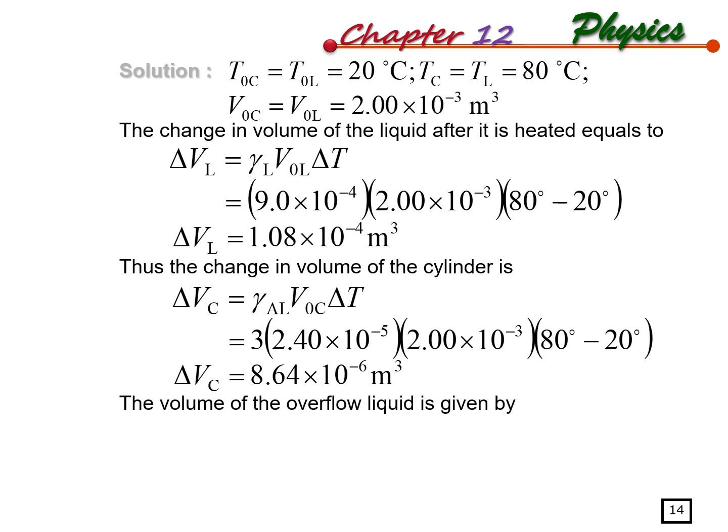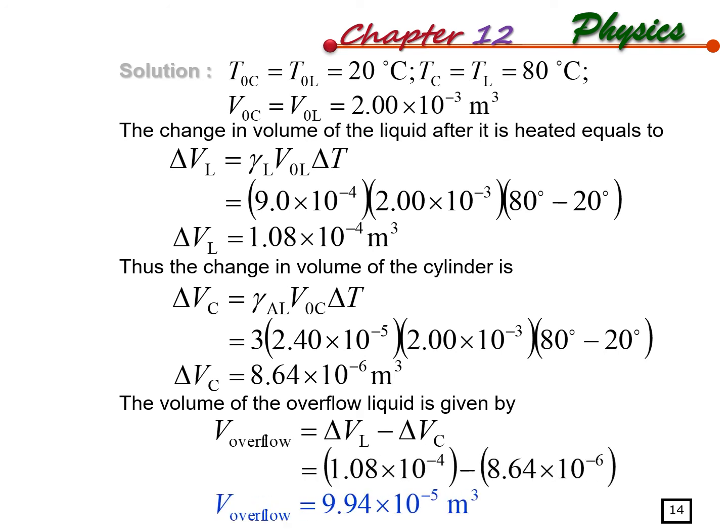Therefore the volume of the overflow liquid, just calculate the difference. It will be the volume of the liquid minus that of the container, which ends up as 9.94 times 10 to the power of negative 5 cubic meters.